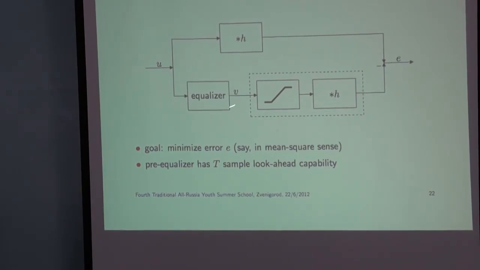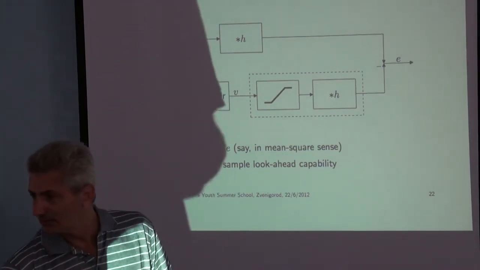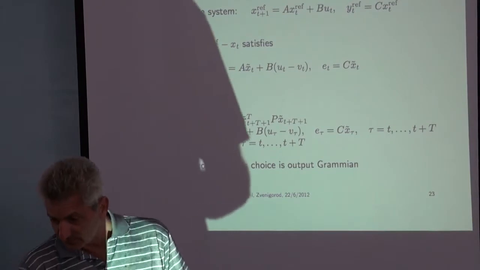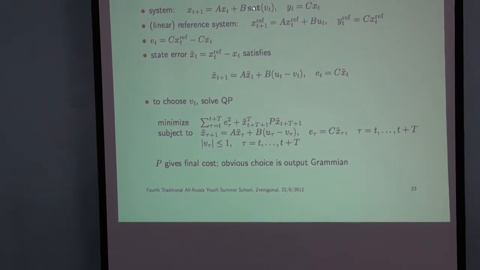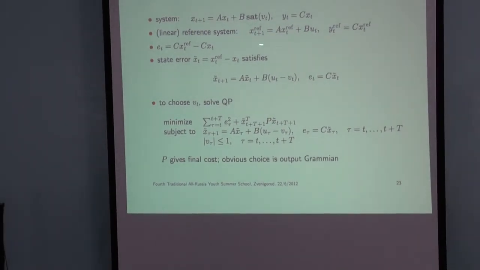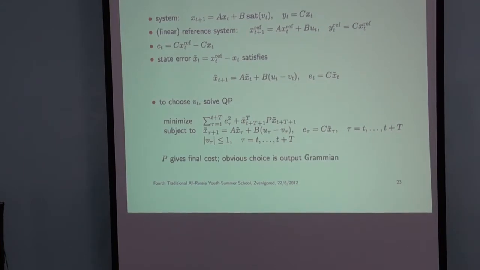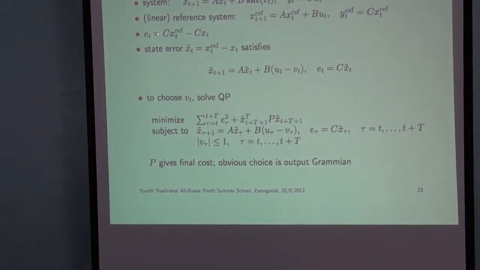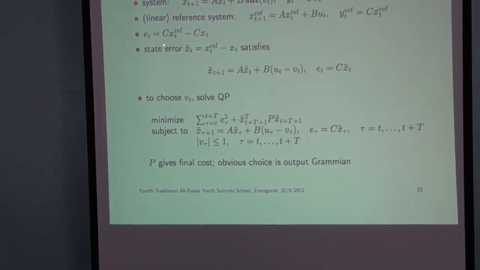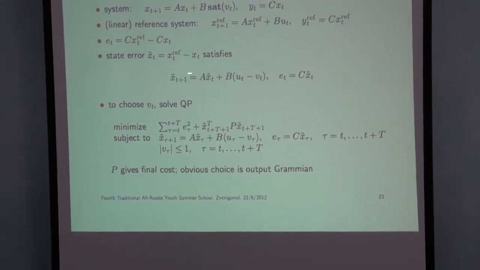And what I'm going to do is give this equalizer the ability to look ahead T samples, right? So that's the idea. Either look ahead T samples or have a delay of T samples, however you want to say it. Everybody understand what it's going to do? So the way this works is the true system looks like that. It's got the saturation. The reference system looks like that. And then our error is the difference between the true system output and the reference system output. And we would like this to be small. And so the state error just propagates according to a linear equation.